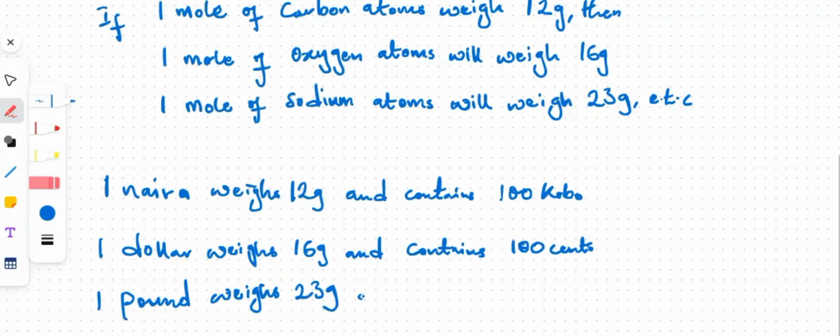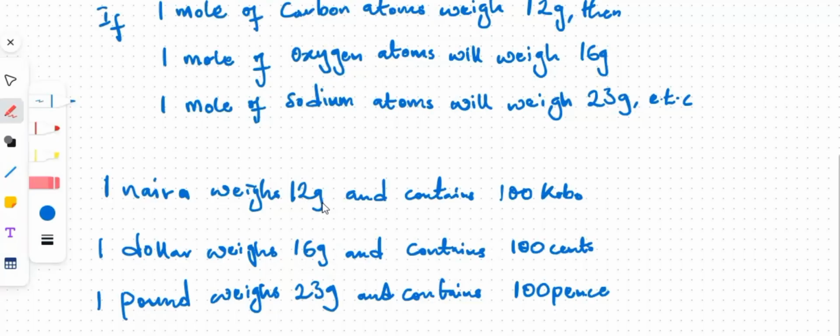Let's look at pound. It contains how many pence? It contains 100 pence. Pence is the elementary unit of what? Pound. So basically this is what the mole concept is all about. The mole is like a standard. Just the way 1 naira contains 100 kobo, $1 contains 100 cents, and 1 pound contains 100 pence.